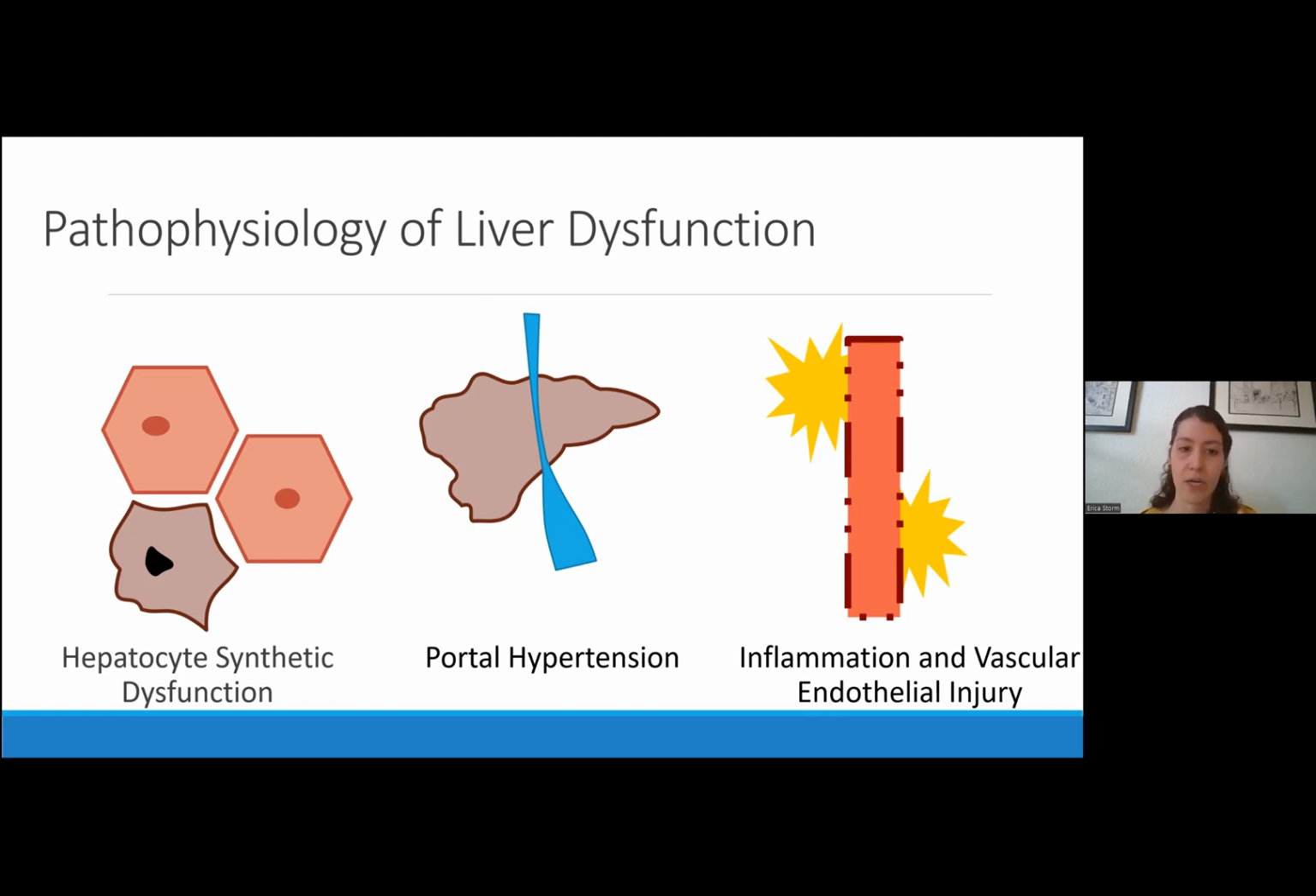But the third pillar, which I wasn't really aware of when I was in medical school and even in the early stages of residency, is the third component of inflammation and vascular endothelial injury. Cirrhosis causes a massive chronic inflammatory state, particularly in our decompensated patients who come into the hospital with additional infections and other causes of inflammation.